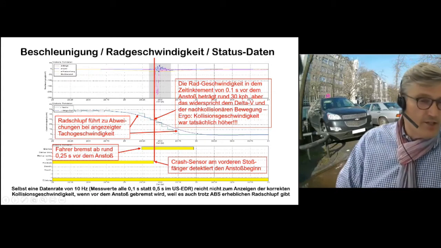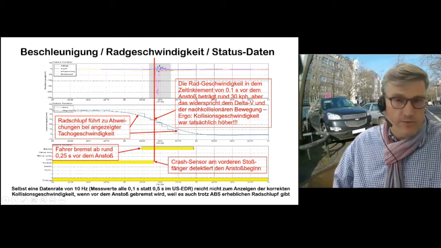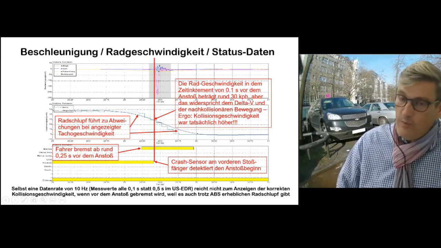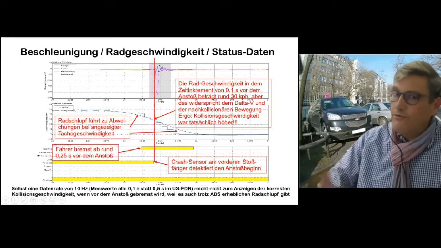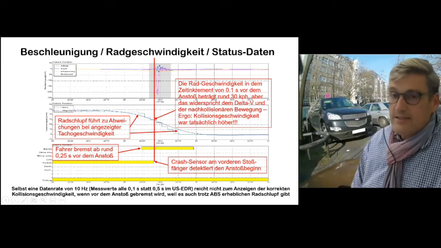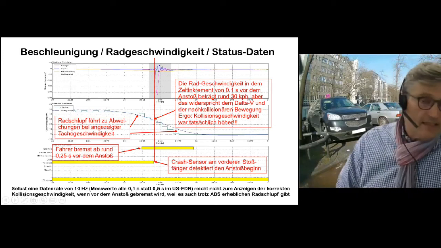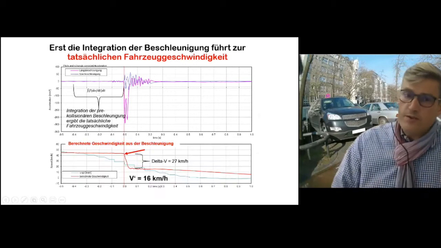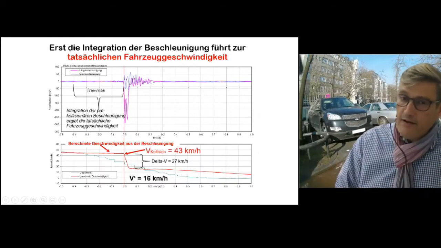But 30 kph can't be true, because if the change of speed was already 27 kph and the car did not stop at that moment at the impact, it still moved about 4 or 5 meters further on. So you see, next slide please, that the values for the pre-collision speed are not correct in the EDR at present.